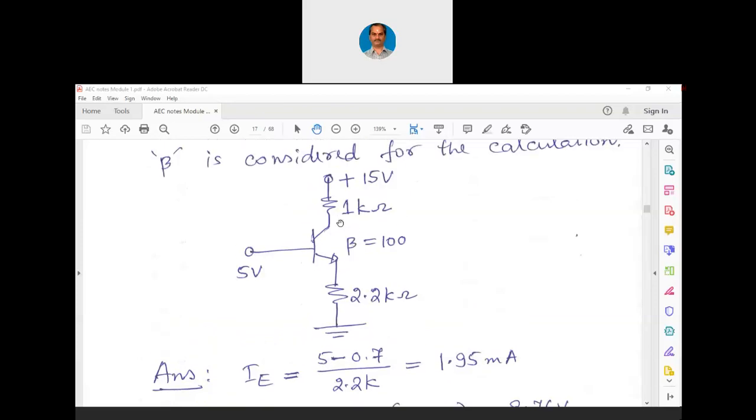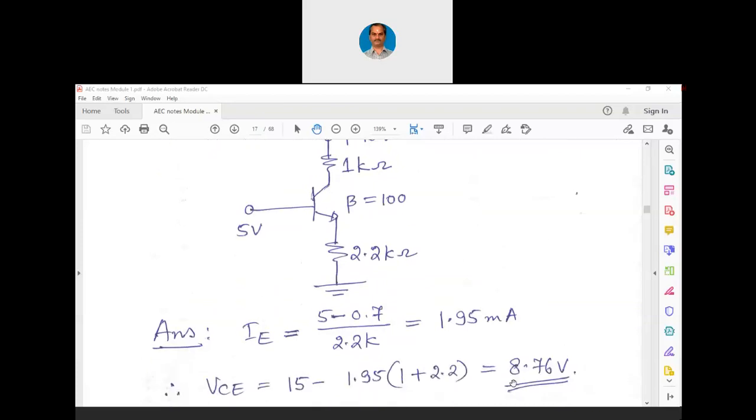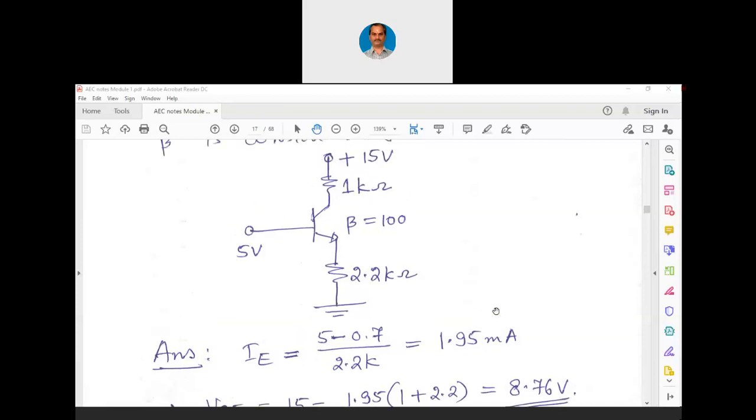Ideally, if this is in the middle of the active region, then here we must have got 7.5 volts because VCC is 15 volts. But in this case, we are getting 8.76 volts, which is somewhat nearer. So we can safely say that this particular circuit is working in the middle of the load line.